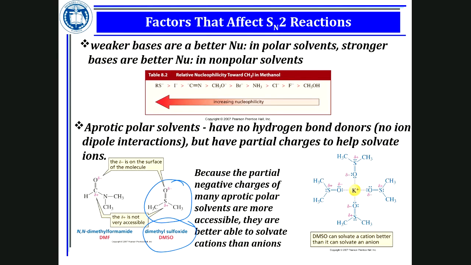Okay. Dimethyl sulfoxide is one of the polar aprotic solvents. And then we have the DMF. We had one example the other day for acetone, and that was also an aprotic solvent.